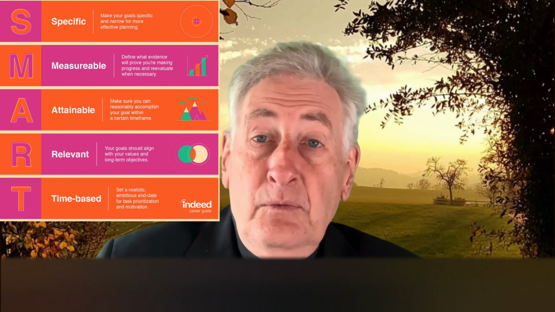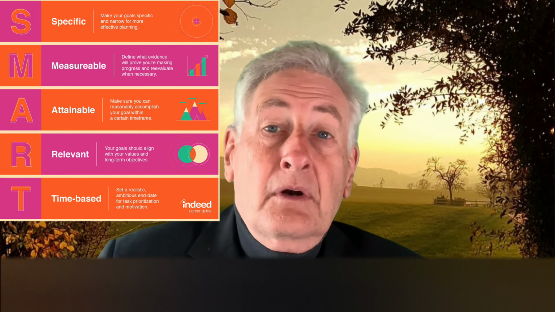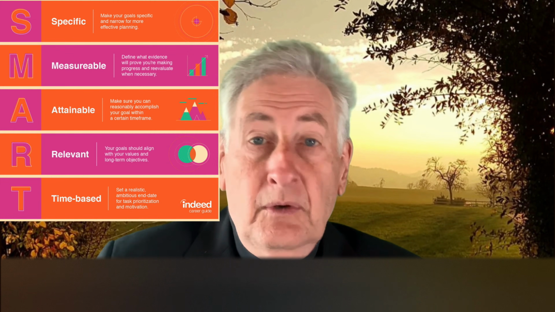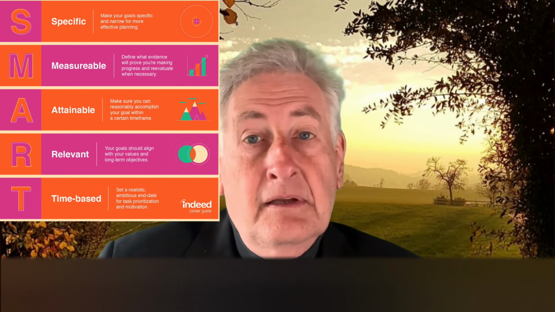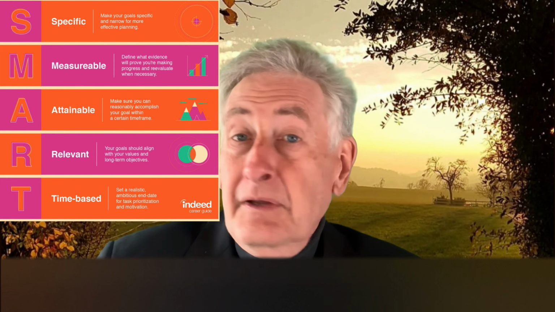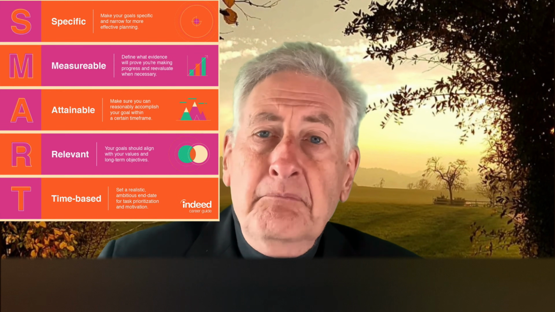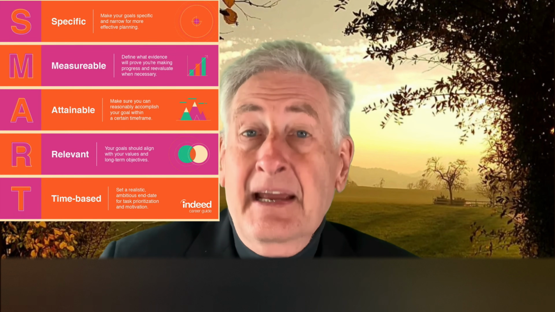Second category is measurable, meaning define what evidence will prove you're making progress. Since you are noting how many times a day you ask yourself, or are asked by others, which of the 3 roles you are most likely in, you have created a measurable goal. The third area is attainable. Make sure you can accomplish your goal within a certain time frame. Becoming more aware on a daily basis of which role you are in is an attainable goal.